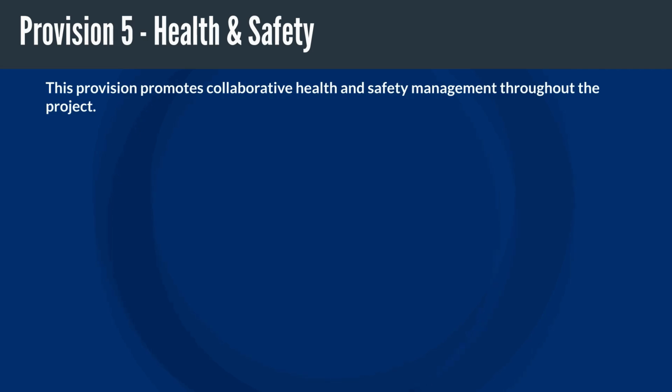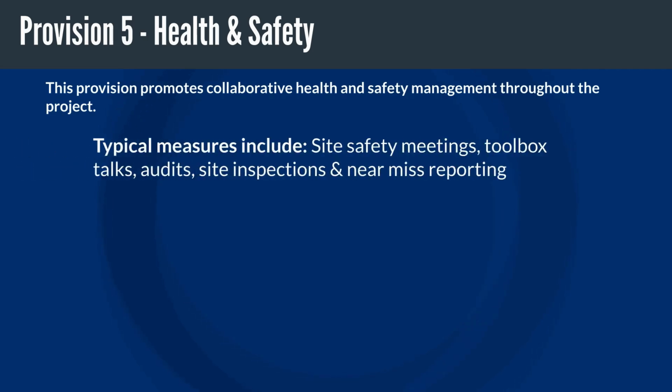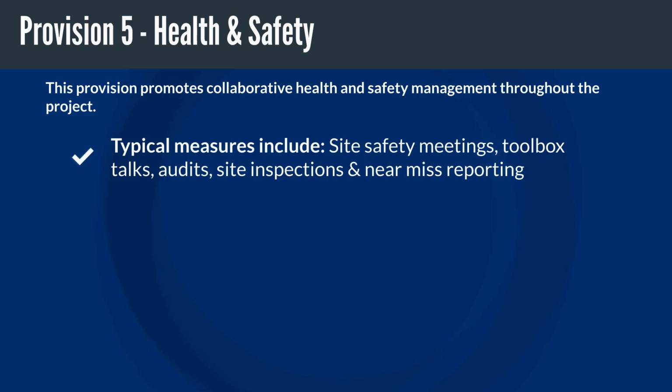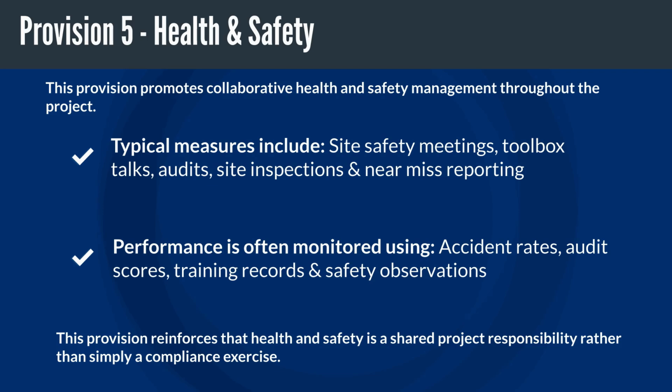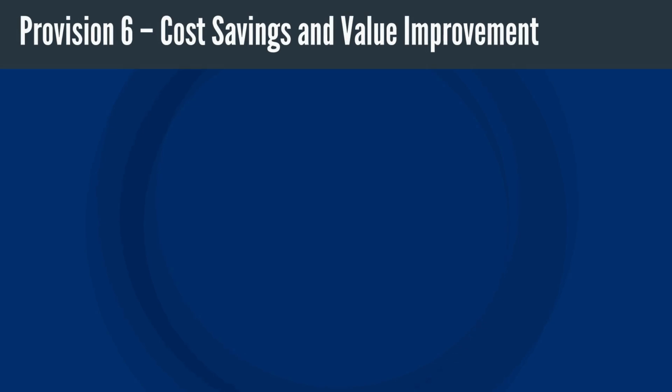Supplemental Provision 5. Health and Safety. This provision promotes collaborative health and safety management throughout the project. Typical measures include site safety meetings, toolbox talks, audits, and performance is often measured using accident rates, audit scores, training records, and safety observations. This provision reinforces that health and safety is a shared project responsibility, rather than simply a compliance exercise.